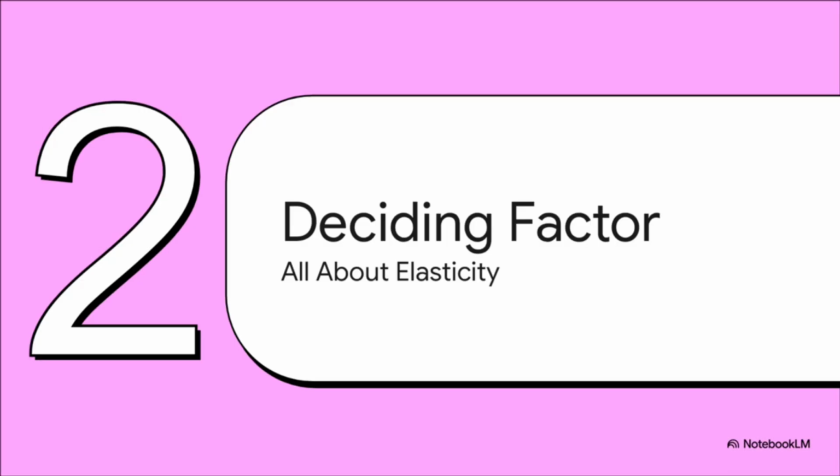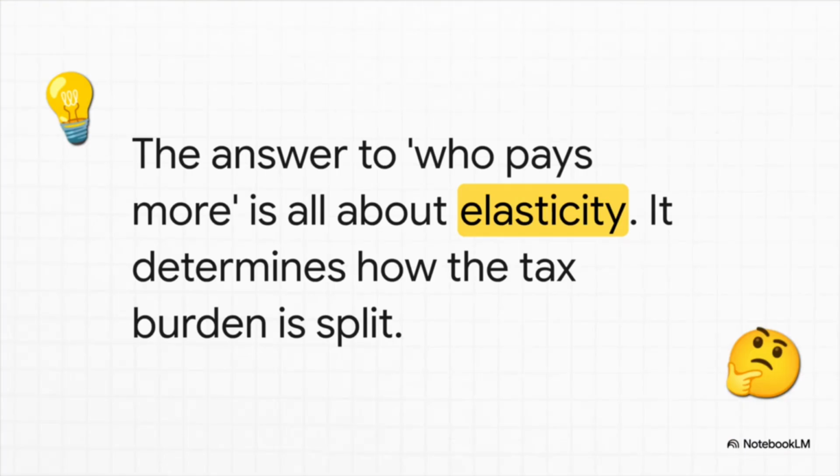So what's the secret sauce? What's the one crucial piece of the puzzle that tells us how that tax burden is going to be split? The answer to who pays more. It all boils down to a single powerful concept: elasticity. Specifically, we're looking at the price elasticity of demand. And all that really means is, how much do consumers react when a price changes? That sensitivity, that is the key to solving this entire mystery.